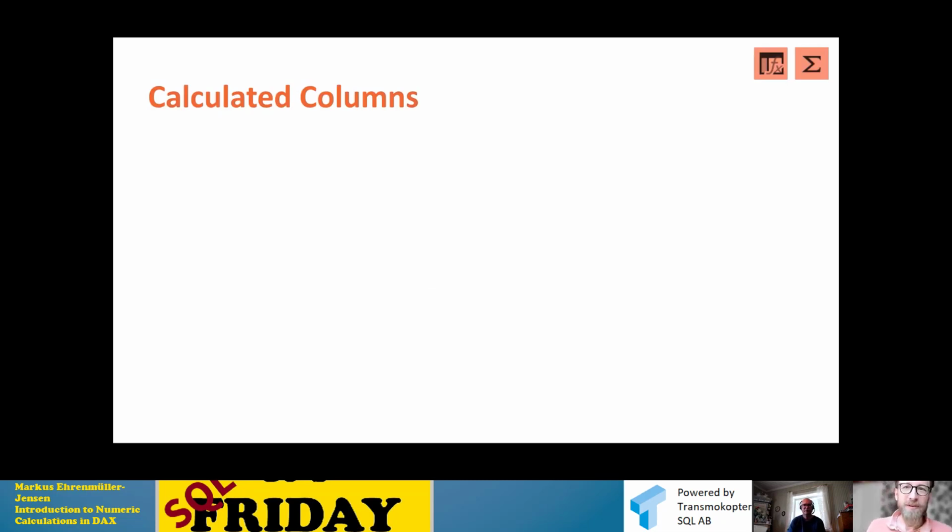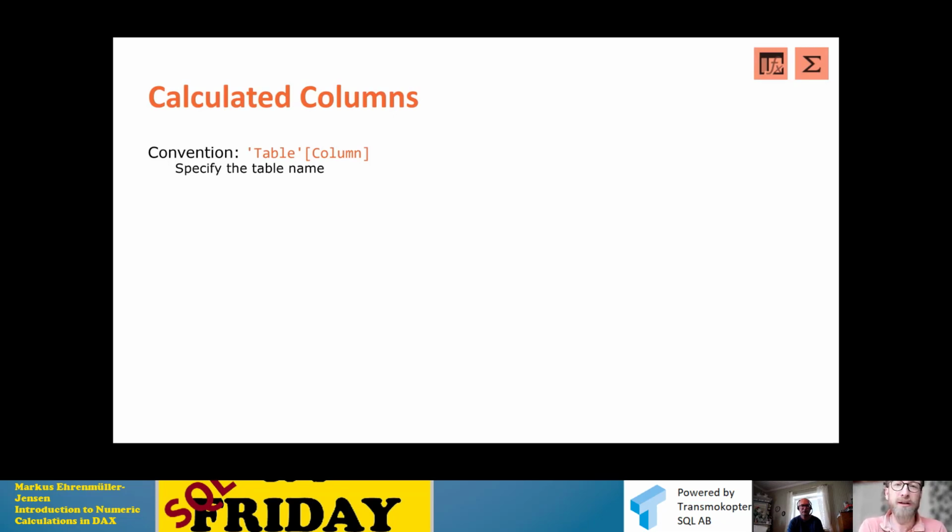The calculated columns are the first thing I start with because it's very similar to what we have in Excel. So you have the calculated column and then you see immediately the result. So learning DAX is a good idea with calculated columns. So that's the reason why I start with calculated columns.